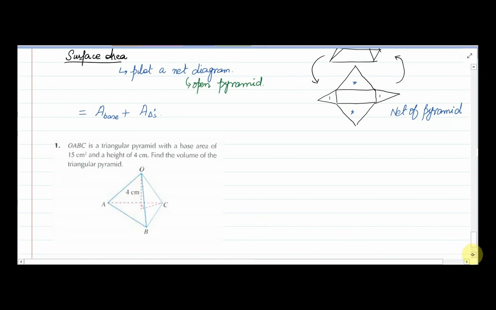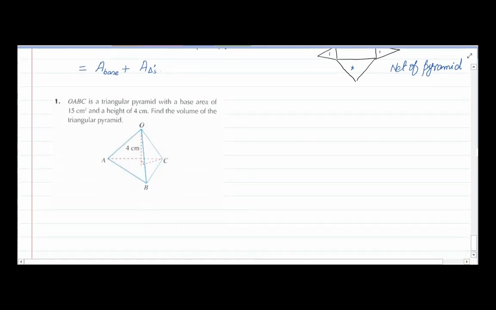Now it is from your Book 2, 7th edition. If you have the book, it's very good. If you don't have the book, no need to worry. You can see the question on your screen, right? The question says OABC is a triangular pyramid with a base area of 15 centimeter square and a height of 4 centimeter. Find the volume of the triangular pyramid.